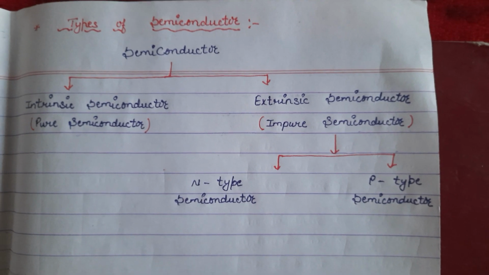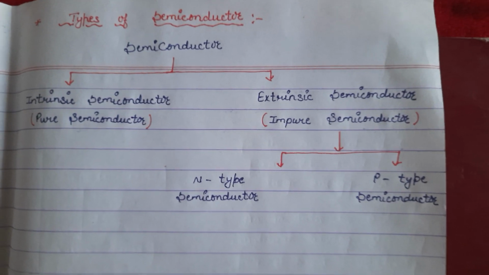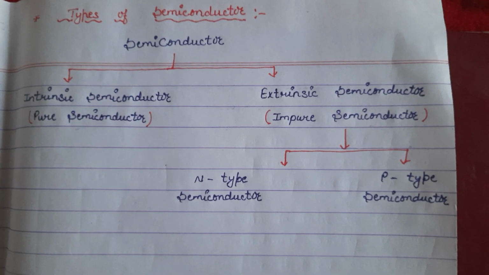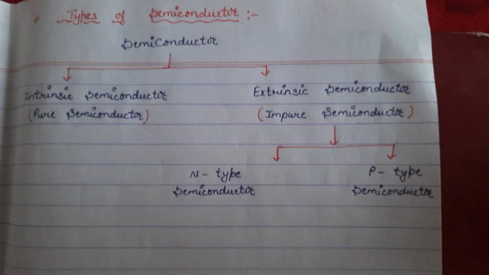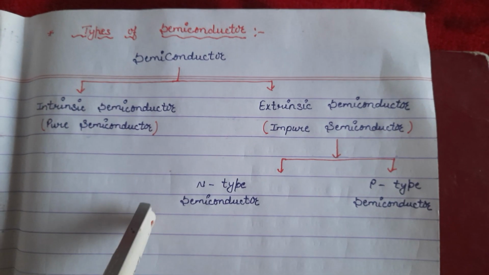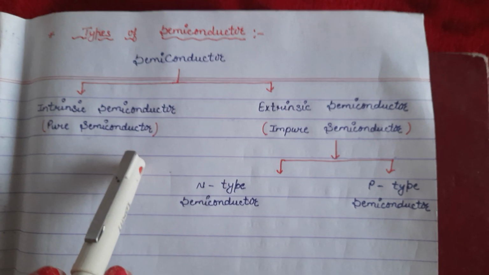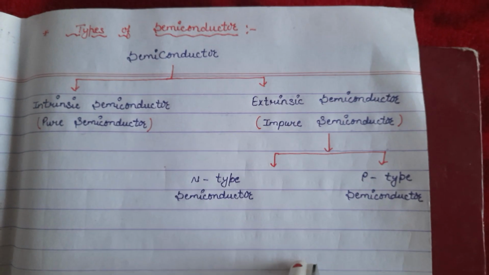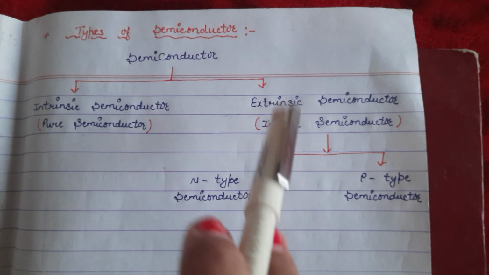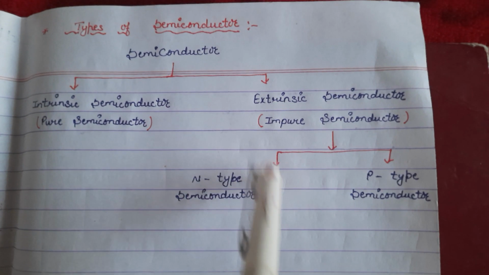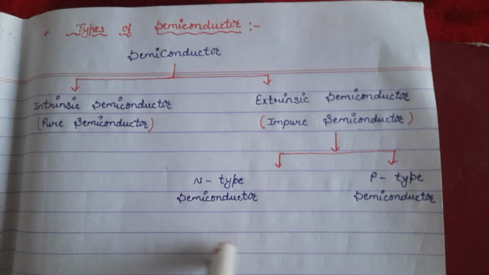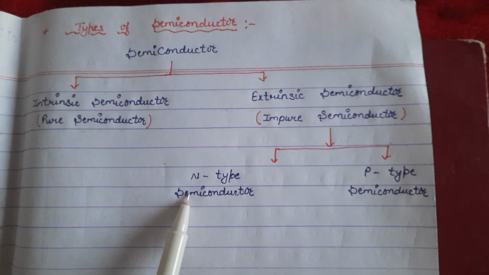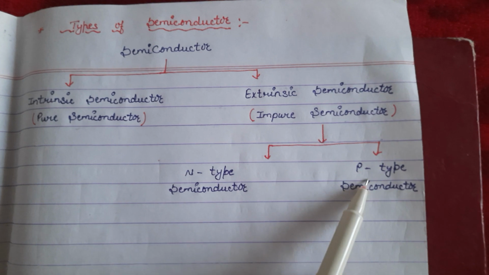Next is types of semiconductor. Semiconductors are broadly classified into two categories: intrinsic semiconductor and extrinsic semiconductor. Intrinsic semiconductor is known as pure semiconductor, and in extrinsic semiconductor we have impurity added, also known as impure semiconductors. It is further classified into two categories: n type semiconductor and p type semiconductor.